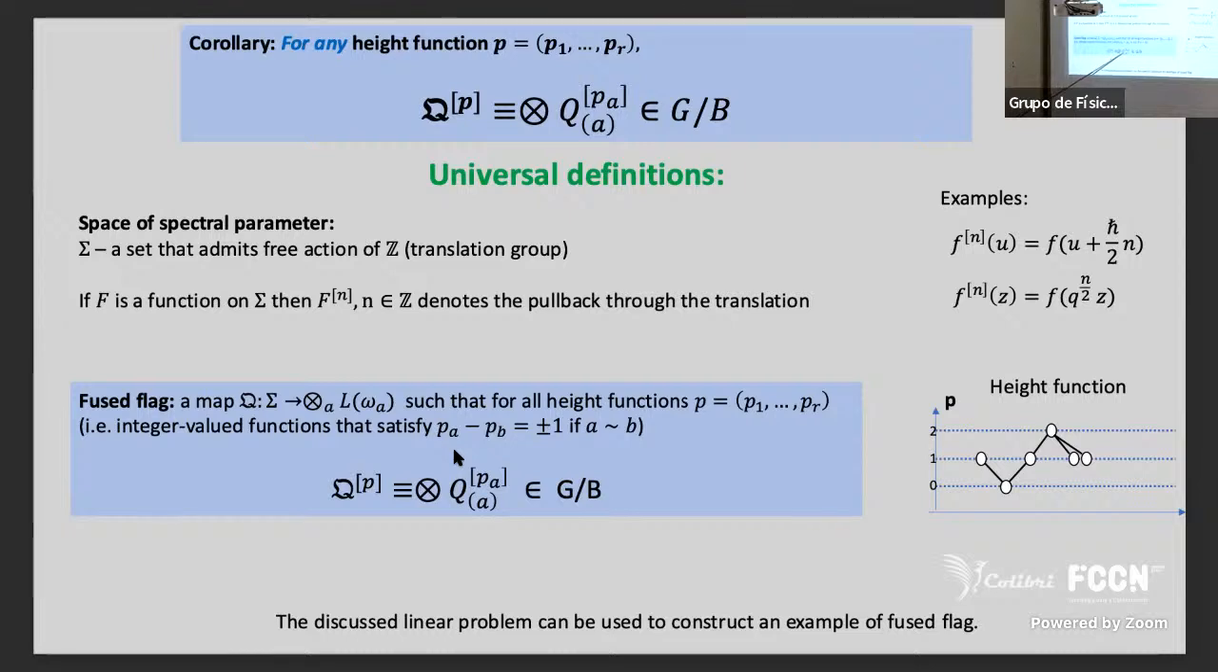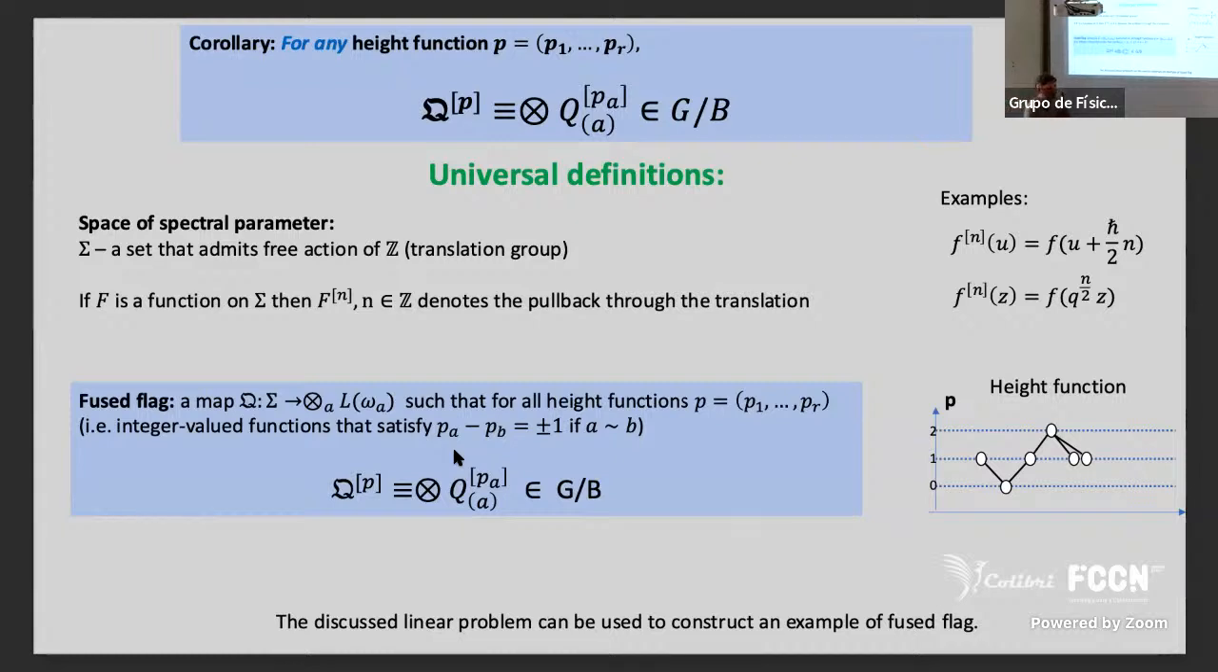Of course, you can cook up some vectors that have this property for one choice of P. But cooking up vectors that for any choice of P still have the property is quite non-trivial. So this is what is called a Fuse flag. And as shown now, the discussed linear problem can be used to construct the full Fuse flag. Just explicit spectral determinants in the linear problem form this Fuse flag in the way explained. And this is a summary of part 2.